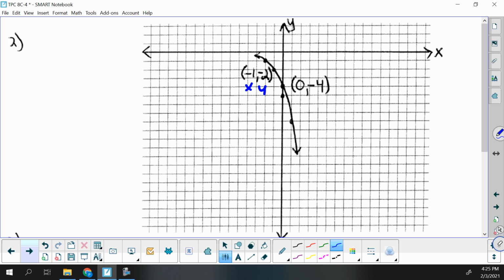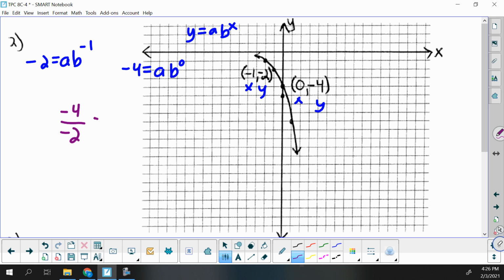So we've got our x and y, x and y. So we're going to have -2 equals a times b to the -1. Then for the other one, we're going to have -4 equals a times b to the 0. And that's from the fact that our general setup is y equals a times b to the x. We're going to divide our equations and have the one with the bigger exponent on top. 0 is a bigger number than -1. So our 0 equation will go on top. We'll have -4 over -2 equals ab to the 0 over ab to the -1.